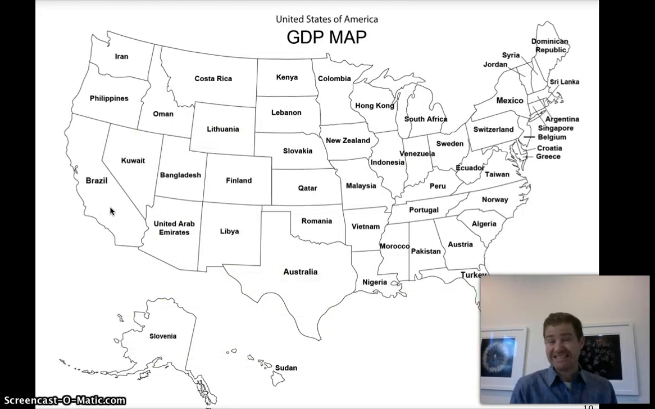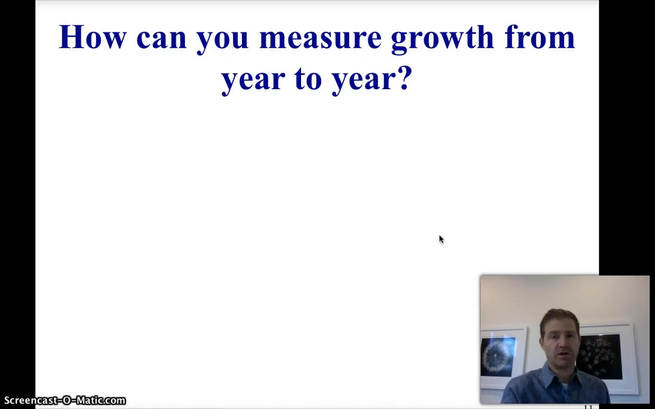If every state was compared to other countries, you could see that the state of California, just by itself, not as part of the United States, has the same GDP as Brazil. The state of Texas has the same GDP as Australia, and so on and so forth. The state of New York has the same GDP as the entire country of Mexico. So you can see how we are the wealthiest country. We produce a lot of stuff.